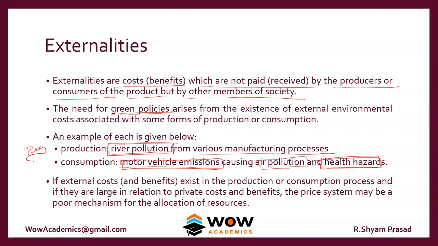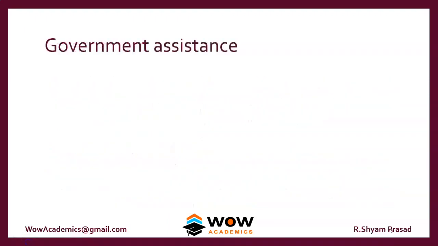Again, for motor vehicle emission, the government creates a taxing system. Based upon the vehicle's capacity, they create a tax. So that's how it is being done. Externalities are created by companies, and they are prevented by the government through regulation and taxation. So, government assistance.